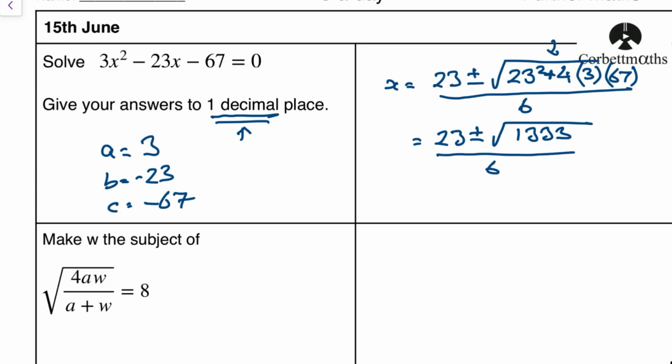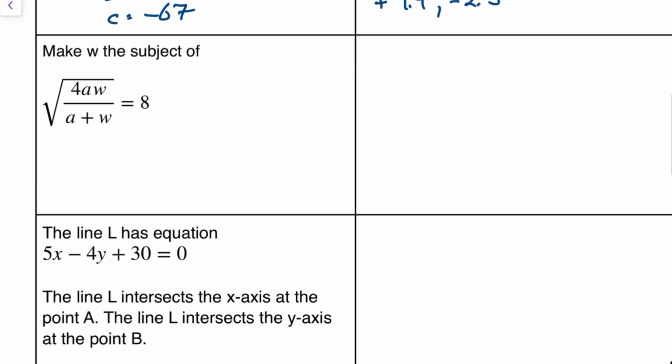So the question says one decimal place, so I'm just going to put it in my calculator. So the plus version, 23 plus root 1333 over 6 is going to be 9.9183, which is 9.9 to one decimal place. And the minus version is going to be minus 2.25171200888, which is minus 2.3. And just to be clear, when I say the plus and minus version, I mean I'm doing plus and minus here. Question done. Next question.